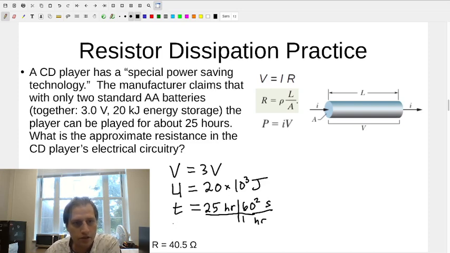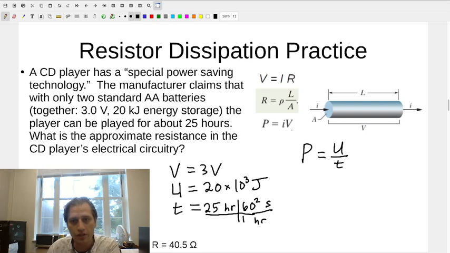Then it asks the question, what is the approximate resistance in the CD player's electrical circuitry? Well, the thing that we need to notice in this problem is that we have power as the only thing that has anything to do with energy. So P equals IV. Power is energy used per unit time. So in this problem, our P would be that U over T, the amount of energy that I have divided by the amount of time it takes to spend that energy.